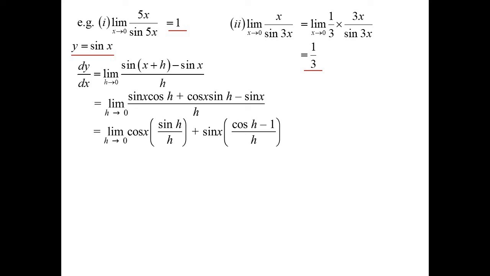Well, that first fraction's okay. I've got the sine h on h. We now know that approaches 1. Cos h minus 1 on h, I need to do a bit of playing around.